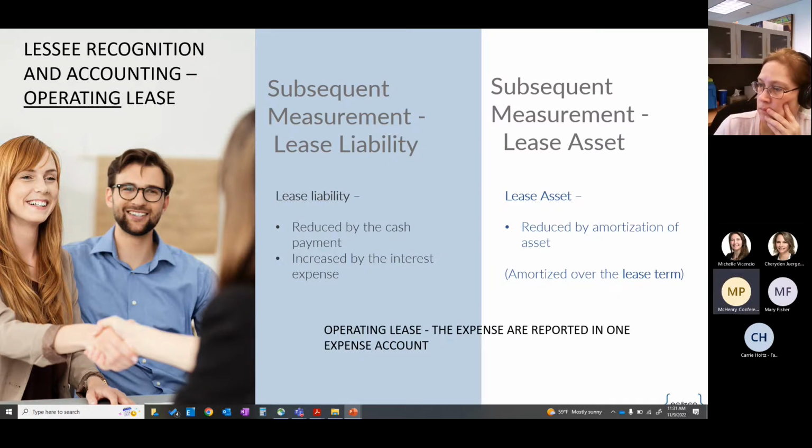And then also for the operating lease, there are two components of the expense: the amortization expense as well as the interest expense. For an operating lease, those are just combined into one lease expense, whereas for the finance lease, they have to be separated out. So ultimately, the operating lease is a little bit easier, although not too much, unfortunately.